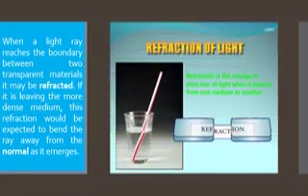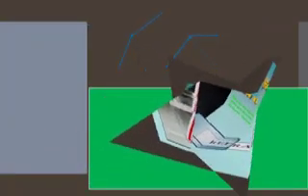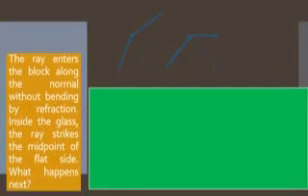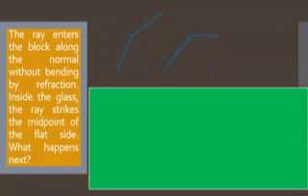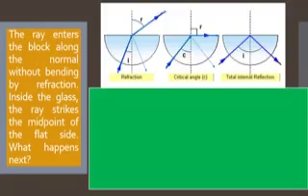When a light ray reaches the boundary between two transparent materials, it may be refracted. If it is leaving the more dense medium, this refraction would be expected to bend the ray away from the normal as it emerges. The ray enters the block along the normal without bending by refraction. Inside the glass, the ray strikes the midpoint of the flat side. What happens next? Look at this illustration.